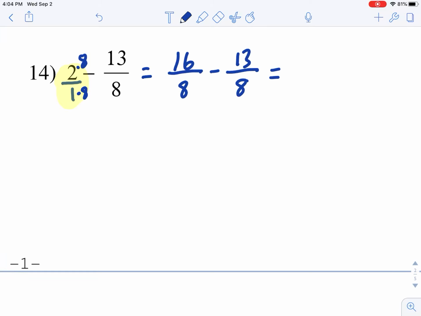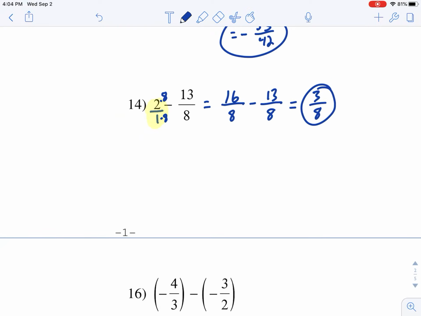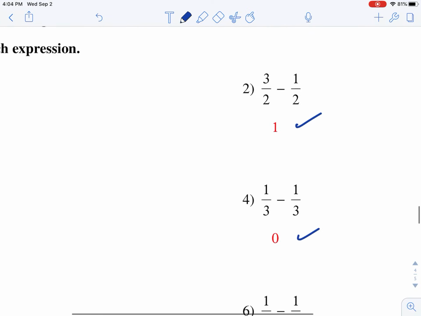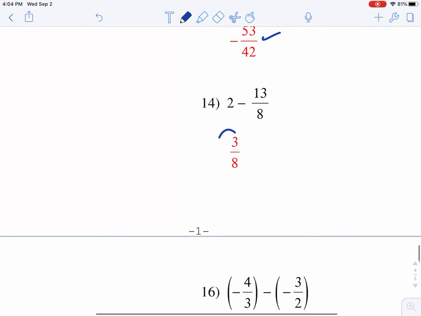What is 16 minus 13? That's just 3. And then the denominator, the common denominator, is 8. You leave it 8. So positive 3/8 should be our answer. And there it is.